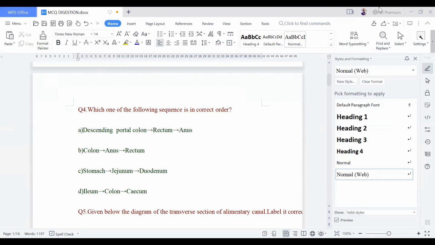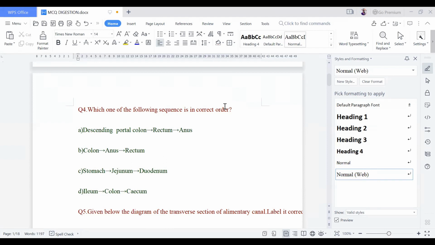Madhu answered as option A. What about others? Janvi option A. Tasmia option A. Ananya option A. Okay. So the right answer here is option A, that is descending colon, rectum and anus. This is the right answer.